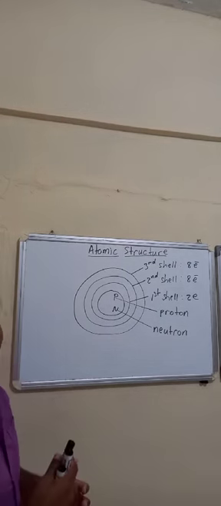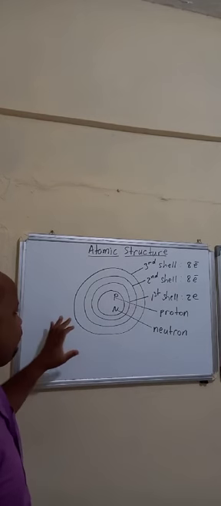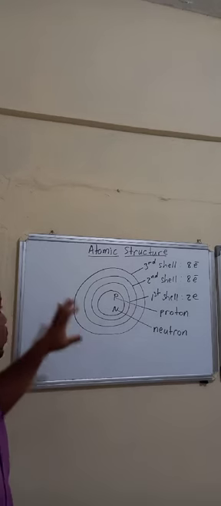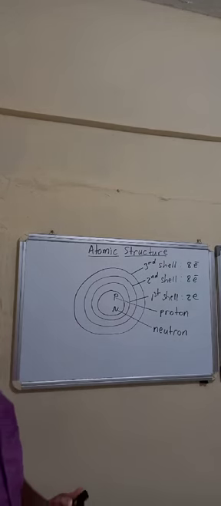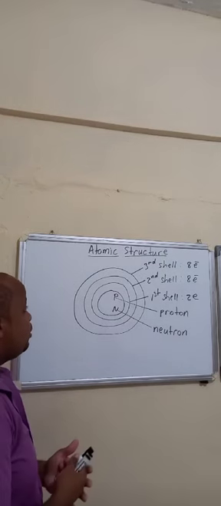Welcome to the next video. This is for beginners chemistry. We will be looking at the atomic structure and how to draw the atoms of different atoms for the first 20 elements of the periodic table.